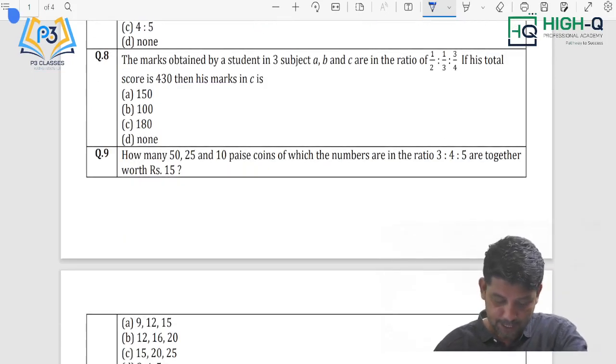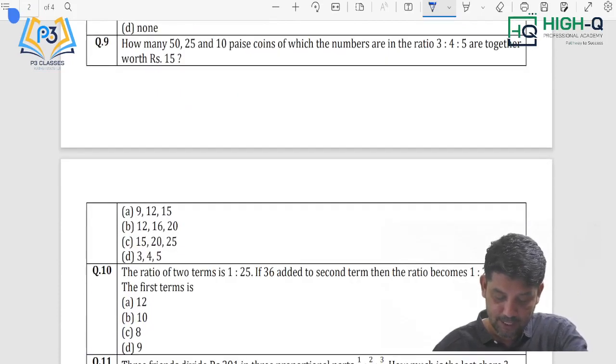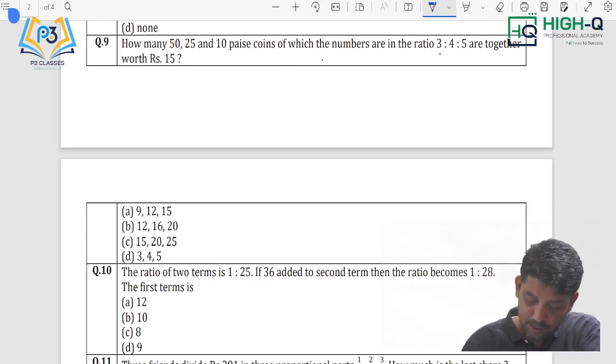Okay. Next, I don't want to do the 8th sum. There is a mistake, it seems. Now the 9th sum. How many 50, 25 and 10 paise coins, of which the numbers are in the ratio 3:4:5, are together worth rupees 15? Now listen here. 50 paise, 25 paise and 10 paise coins. The total amount is 15. The ratio is 3:4:5.